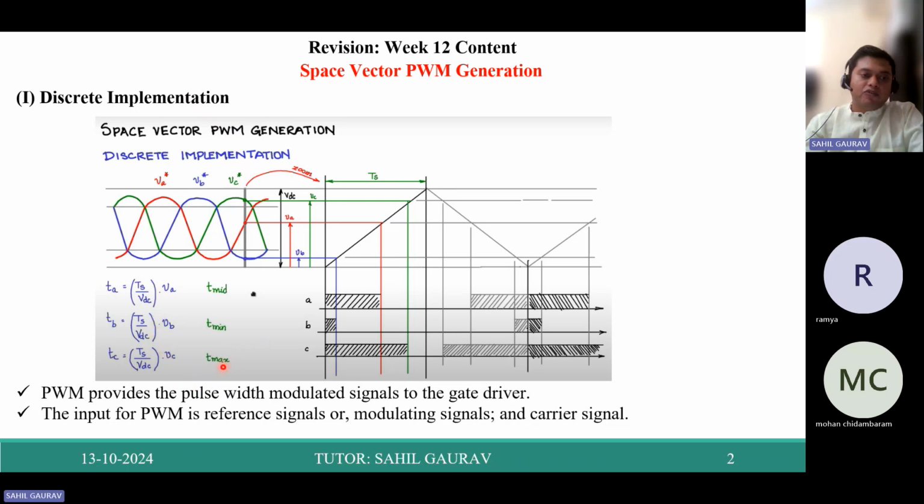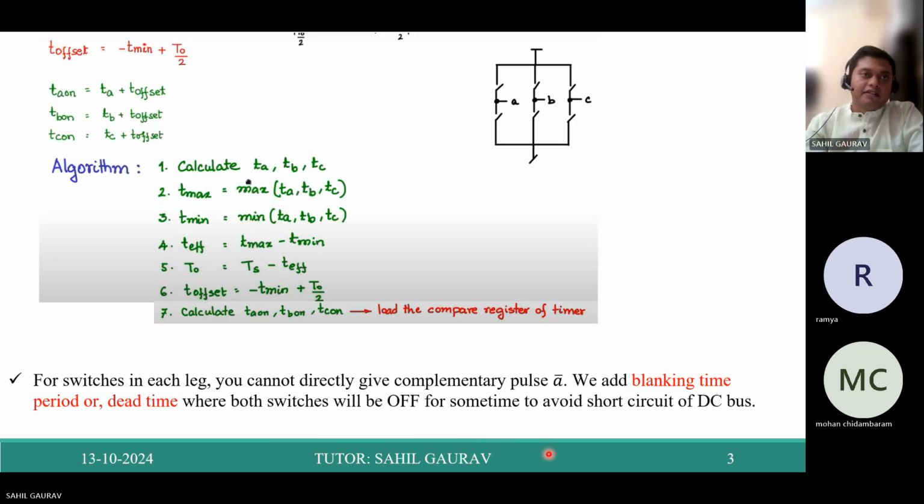We all know what PWM does: if you provide the reference signal, and the carrier signal is inbuilt or provided externally, then the PWM provides a pulse width modulated signal to the gate driver that will drive the switches of the power electronic converters. So the inputs of PWM are the reference or modulated signal and the carrier signal. These are some of the expressions for the SPWM technique for digital implementation.